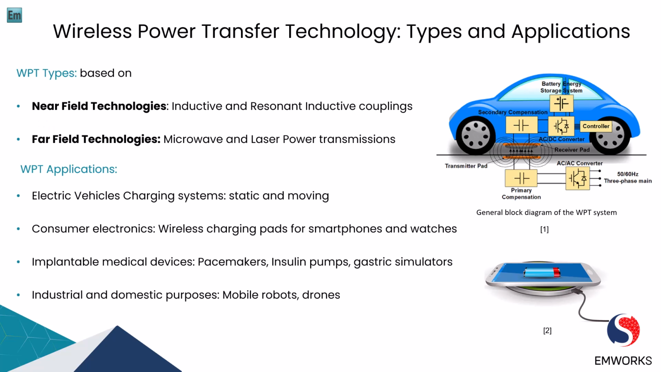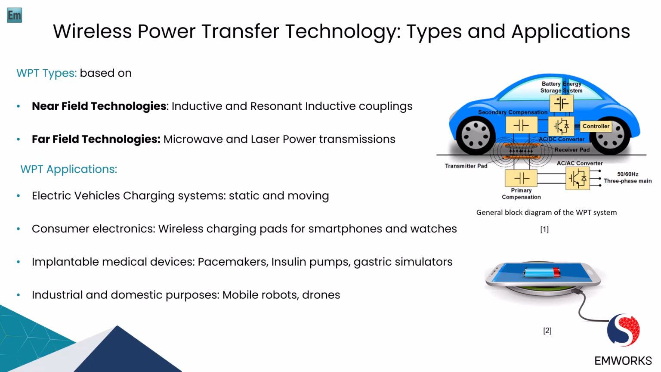Wireless power transfer technology has a wide range of potential applications. One of the most significant applications is electric vehicle charging. This technology allows for static charging systems where vehicles are parked and charged wirelessly, as well as dynamic charging systems where electric vehicles can be charged while in motion. Next, we have wireless charging pads for smartphones and watches. This technology allows for easy and convenient charging without the need for messy cords or cables.